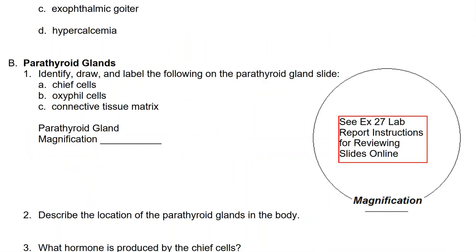So our next gland is the parathyroid, and we just have a couple of different cells to find, and then we have to identify the connective tissue matrix.